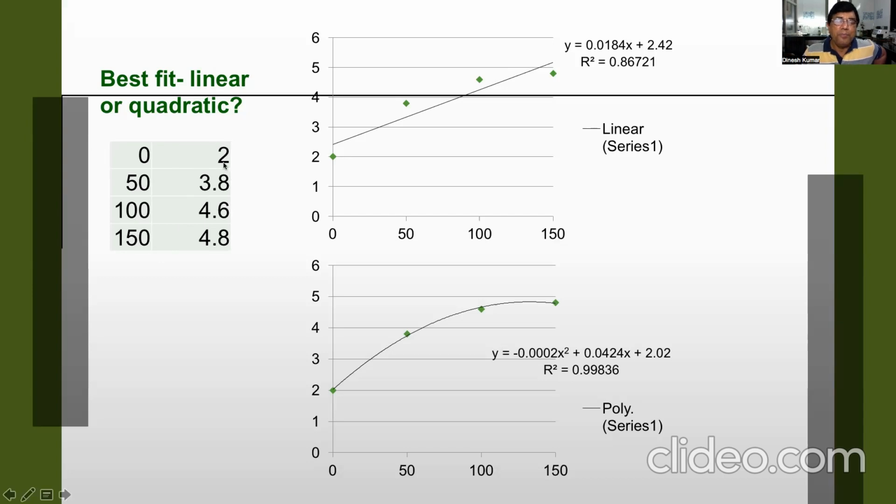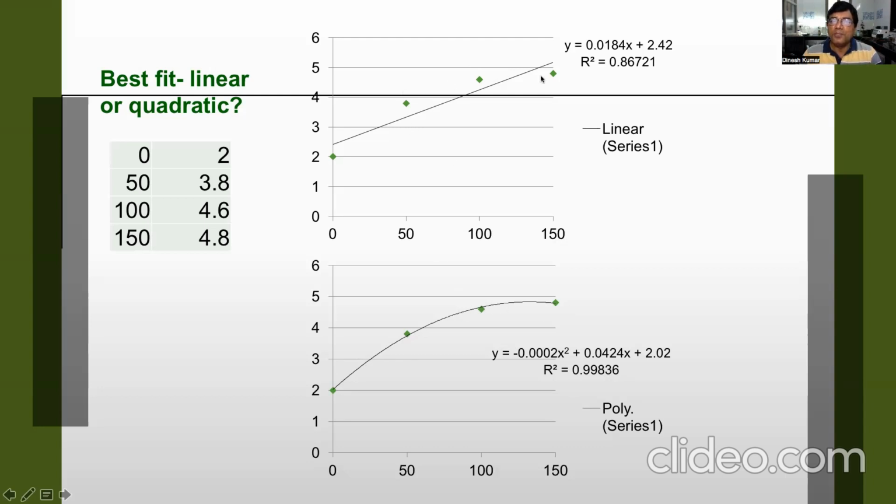Now, what will be the best fit for this data? See the first case, the graph. Here, Y is equal to 0.0184x into 2.42, and R square is 0.86721. R square is also good, 86%. Variability is accounted for by this equation. And you see here also you get about 0.99836, or 99.83% variability accounted. So here you can see that the line is passing through the data.